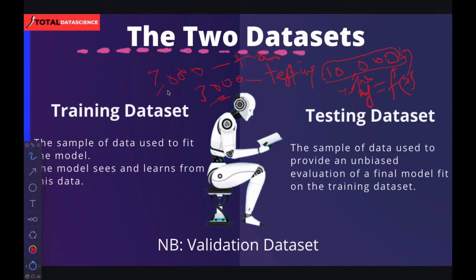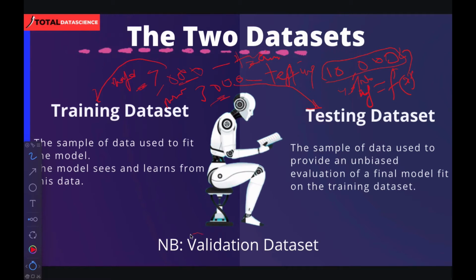I'm just giving hypothetical numbers. It could be 8,000 and 2,000, or 6,000 and 4,000. What matters is that you use the majority to train and the minority to test. Here we use the majority, 7,000, to train. The data we use to train our algorithm is the training data set, and the data we use to test how well it is doing is the testing data set.